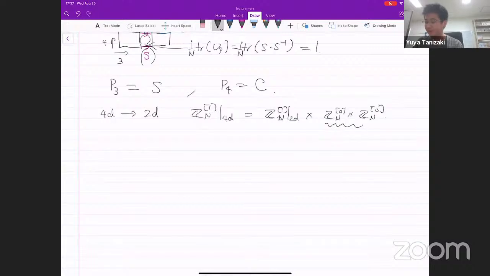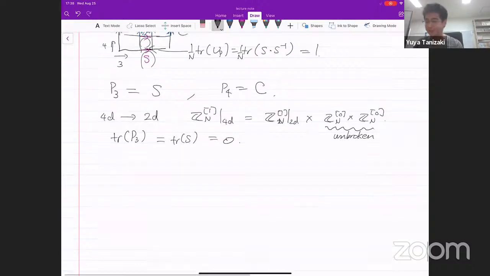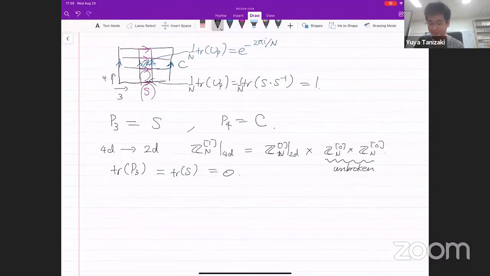And importantly, now these zero-form center symmetries are unbroken, basically because if we compute the trace of P3, then this is the trace of S, and this is equal to zero. So all the parameters of the Z_N zero-form symmetry are trivial, and the same is true for P4.